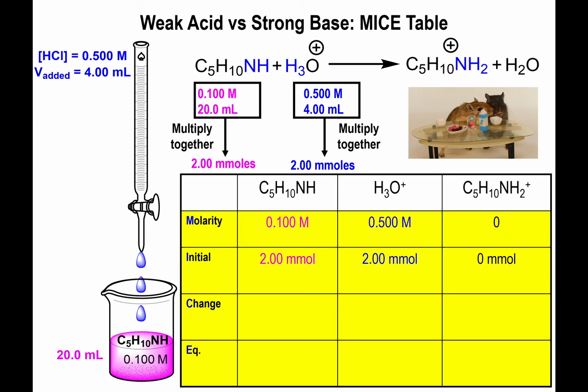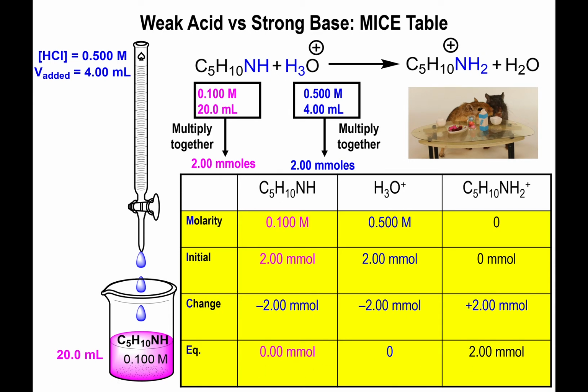So when this happens and you apply your mice table, you're going to subtract 2 millimoles from both reactants and add 2 millimoles to the product. Ultimately that means you don't have any reactants left. This goes to completion, so all you have now is 2 millimoles of the conjugate acid. Because you no longer have conjugate base present, this is not a buffer.